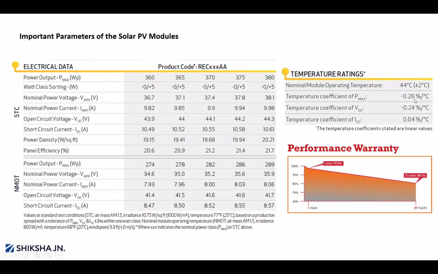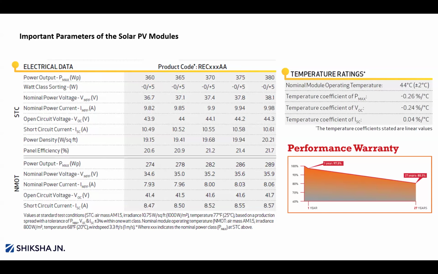At 26 degrees, 0.26% of power will drop. Got it? So per degree of increase, 0.26%, 0.26%, it will keep reducing like that.